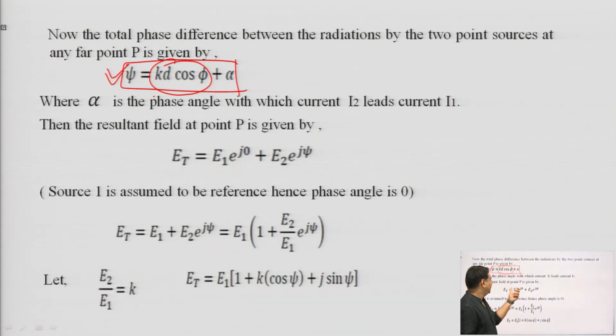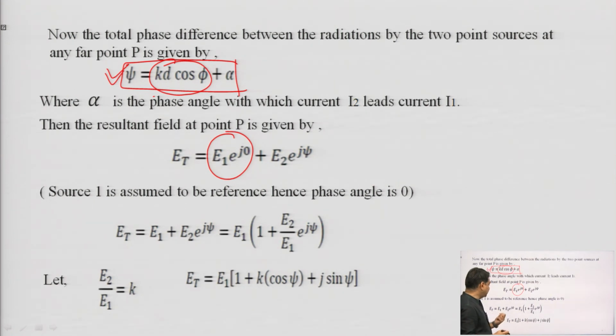So, simply E t is equal to E 1 e to the power j 0. Here this 0 is written because point source number 1 is kept at the origin itself, so there is no phase difference with any of the point sources. So, E t is equal to E 1 e to the power j 0 plus E 2 into e to the power j psi, where psi is the resultant phase difference. And finally, source 1 is assumed to be the reference with phase angle 0. So, that is why it is written like this.